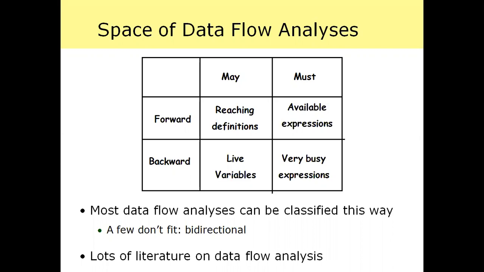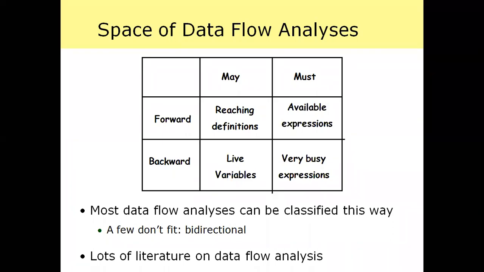Here we have an advantage of reaching definitions, which I gave as an example for every property. Reaching definitions are used in constant and variable propagations, which are transformations from the principal sources of optimization. Most data flow analyses can be classified in this way. If it doesn't fit, then we apply the bidirectional analysis, and there is a lot of literature on data analysis here.